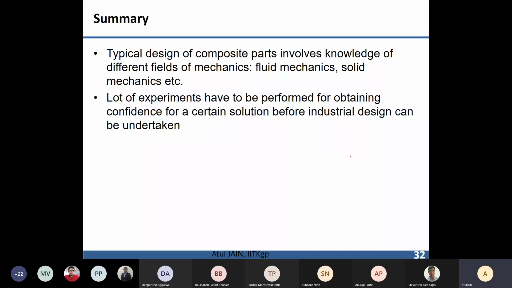The state of composites is not in a position today where we can say that a part is safe just by doing simulations. You will have to do a lot of tests, and a lot of instrumented tests will have to be done. So with this, I am ending my case study. Any questions, comments on this?